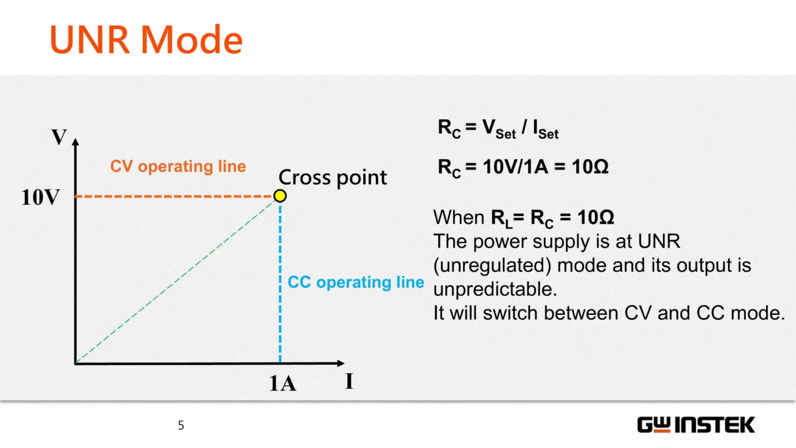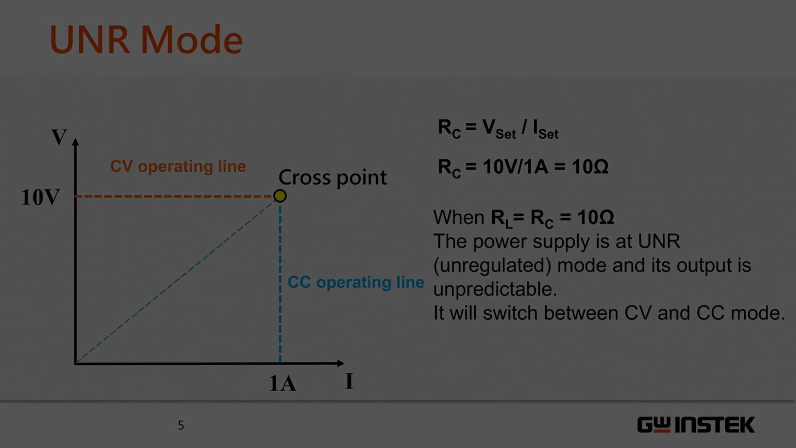There is a special case called the unregulated mode, which means the mode is unpredictable, either CV or CC mode. One reason to cause UNR mode is when the load resistance is equal to the critical resistance, causing the power supply to switch between CV and CC. In the graph, this point is also referred to as the cross point. You can refer to the following video for more information.